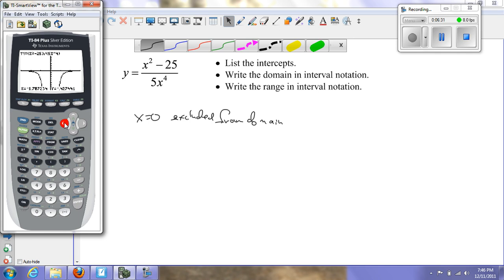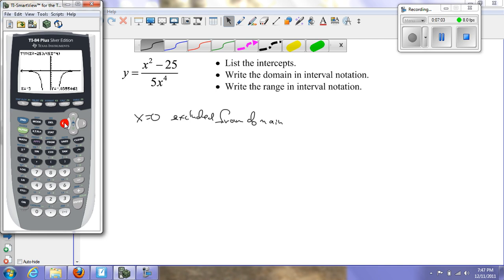But as my x values get smaller and smaller and my y values get smaller and smaller, it looks to me as if my y values are never going to hit 0. They're just going to get smaller and smaller and smaller as x gets smaller and smaller and smaller. So that makes a lot of sense to me. In other words, I have an asymptote on my x-axis.